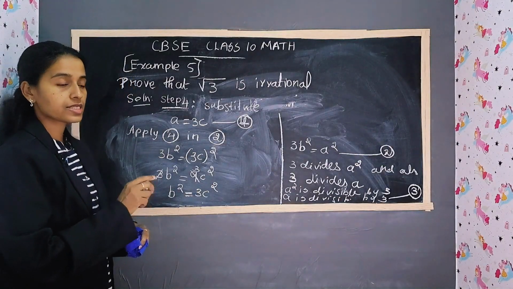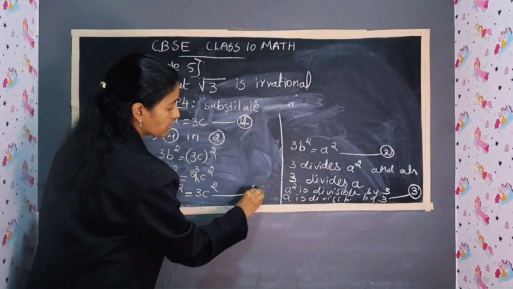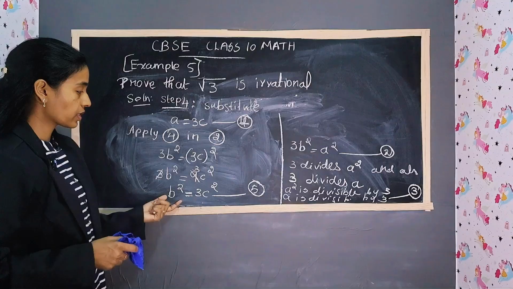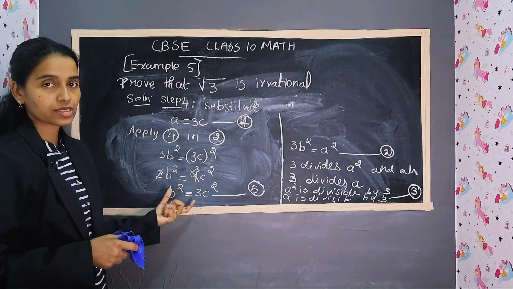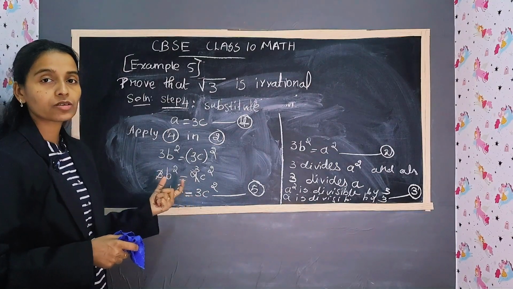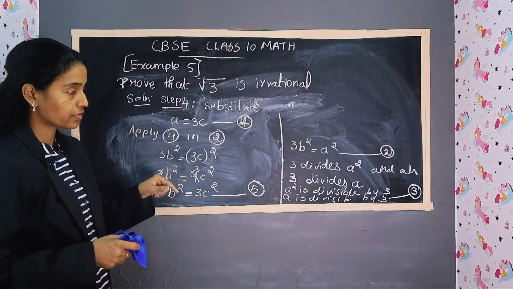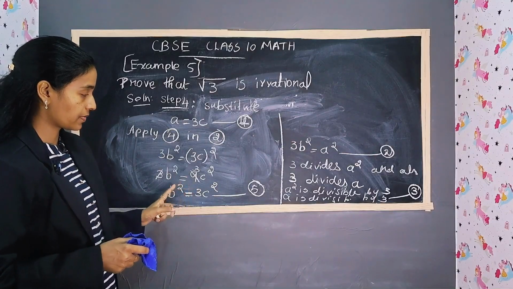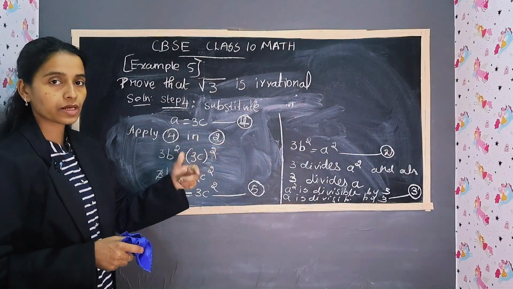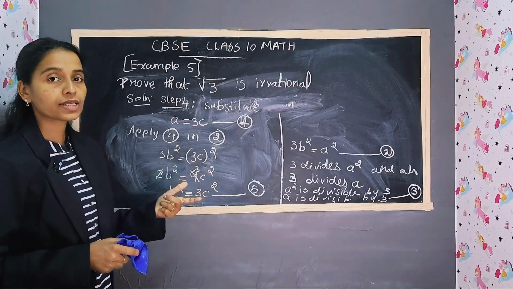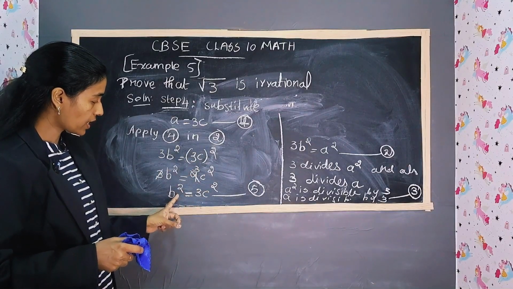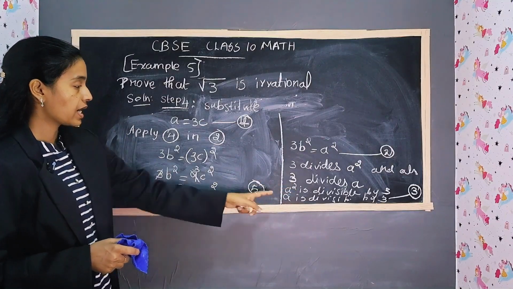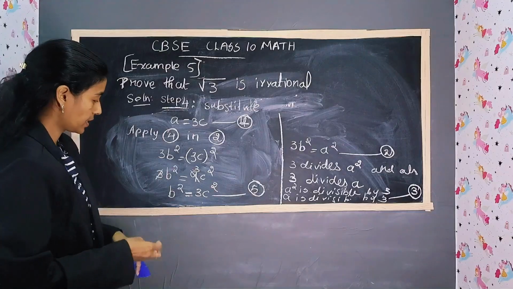b square equals 3c square. We can take this as equation number 5. Okay, in this case we have gotten this equation, right? So in this equation we are going to apply the same theorem that we have done before. This and this both are the same kind of equation. So if you apply that theorem, we can say b square is divisible by 3, and b is divisible by 3, right?